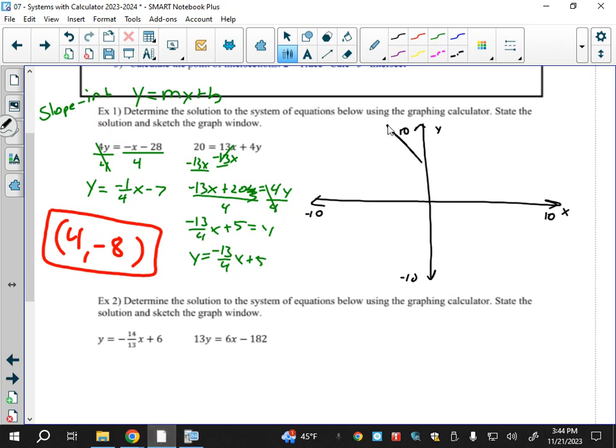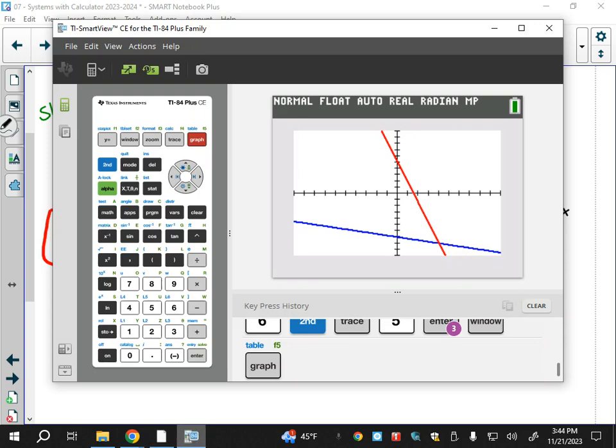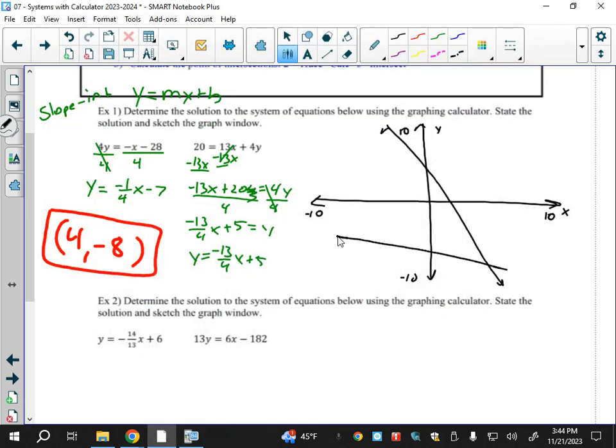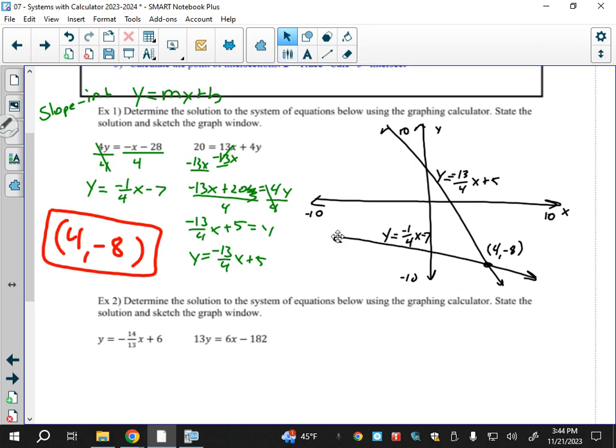So I see a line going like this, and I see a line going like this. I'm going to label the point of intersection we had, which was 4, negative 8, and then we're going to label with the equations. This has a positive y-intercept, so I know that's got to be y equals negative 13/4 x plus 5. This has a negative y-intercept, that has to be y equals negative 1/4 x minus 7.